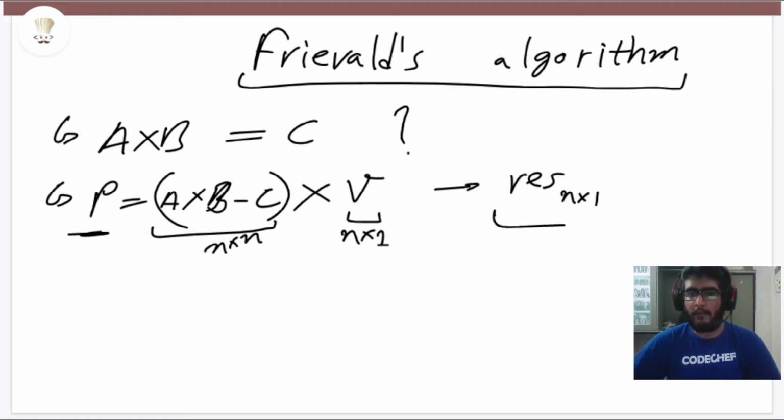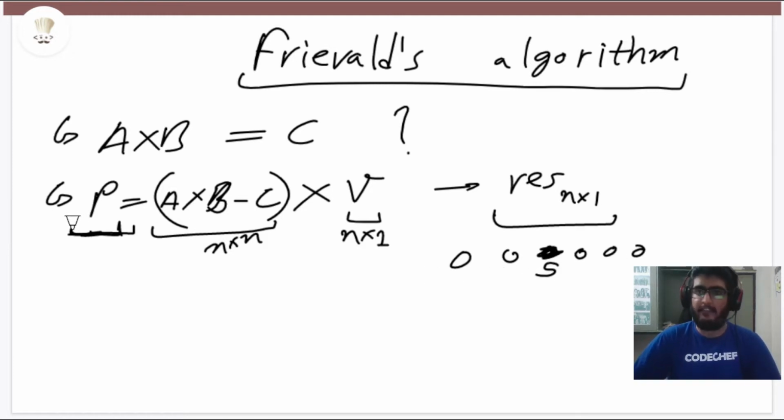If this whole vector is constituted of only zeros, then the P matrix is probably 0, right? We say the P matrix is probably 0. If there exists at least one non-zero element in this resultant vector, say some element is non-zero, let's say 5, and all of the rest are zeros, then we can say for certain that the P matrix was not 0 to begin with, because if A into B minus C was anything other than a 0 matrix, and we multiply it with a vector, we can get a 0 vector or a non-zero vector.